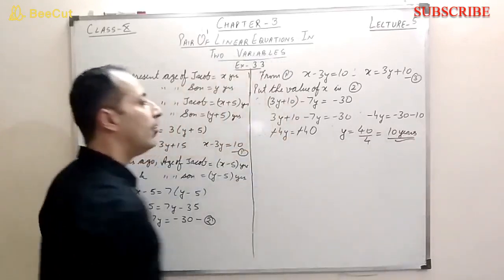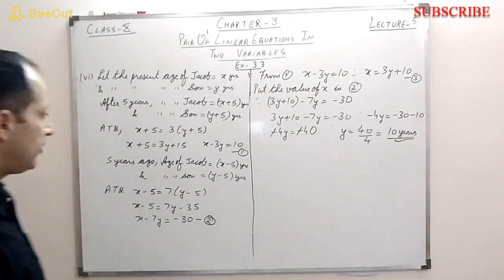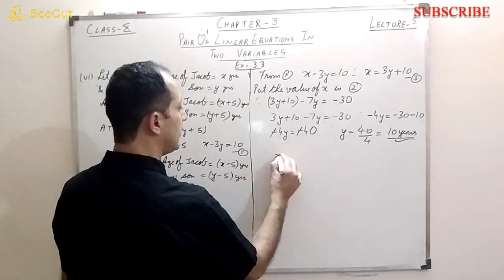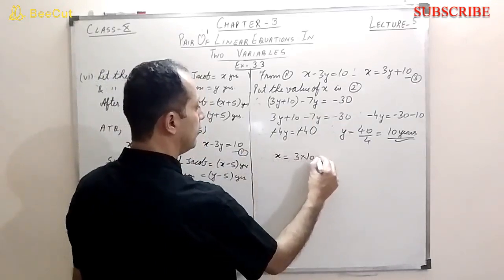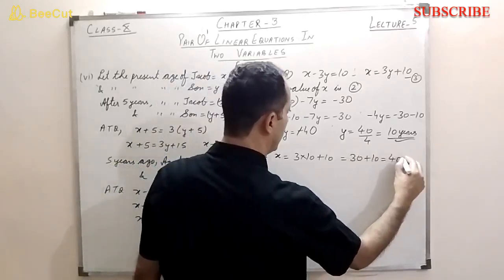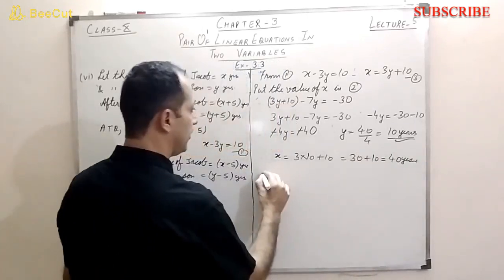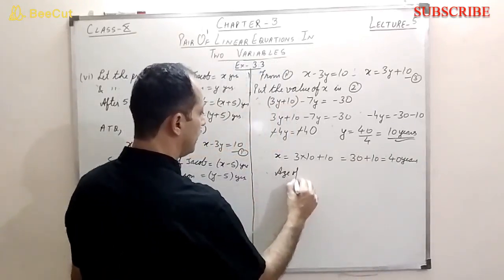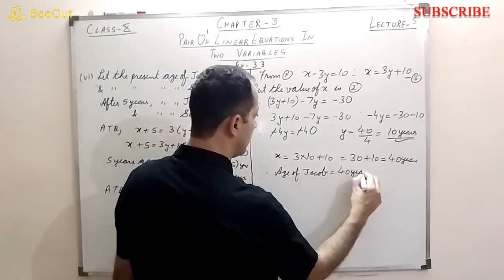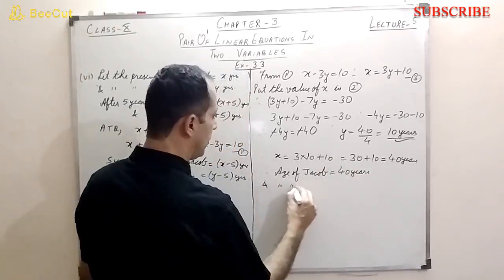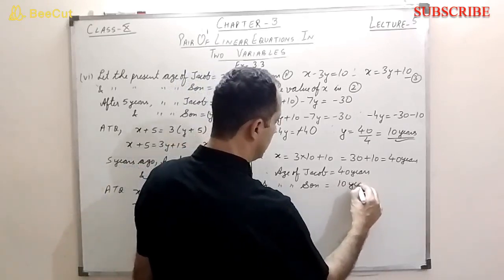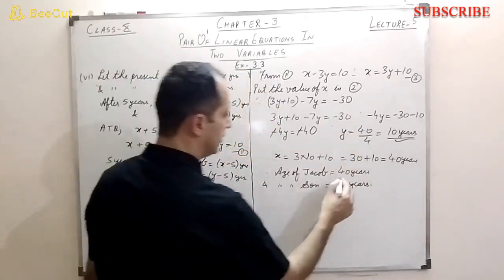And what was y? y was the age of the son. Now we have to find the age of Jacob also, so we can substitute the value here. Therefore, x equals 3 into 10 plus 10, that is 30 plus 10, equal to 40 years. So we can write, age of Jacob is equal to 40 years and age of son is equal to 10 years. This is our answer.